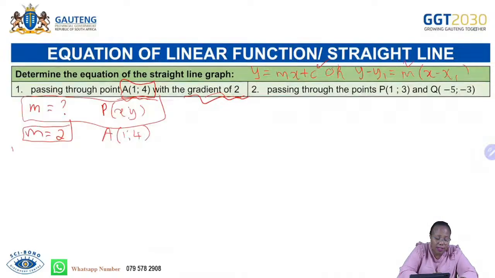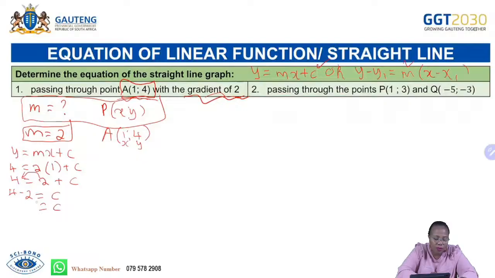Let's say this learner decided to use the equation y equals mx plus c, and then we substitute this point as our x and y. Our y is 4, the gradient is 2, the x value is 1, plus c. Then we have 4 equals 2 times 1, which is 2, plus c. Then we transpose 2 to this side, it will be minus 2. So 4 minus 2, your c will be equal to 2. Great job, now you have your c.